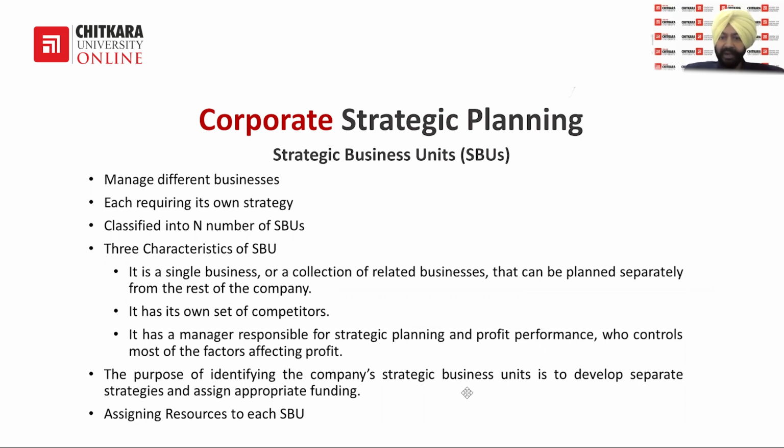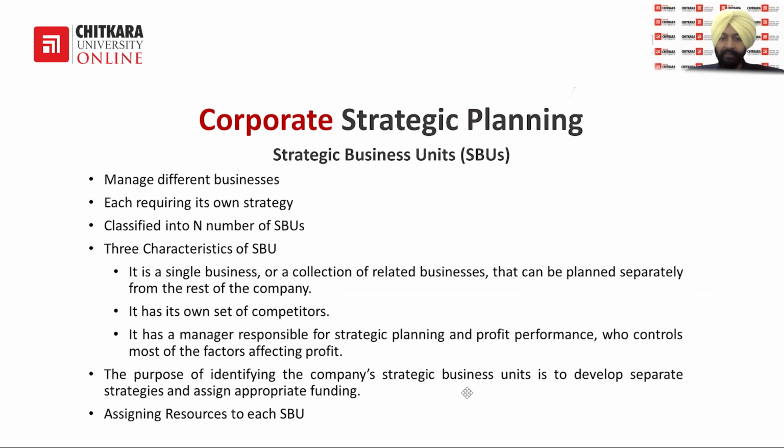It has a manager responsible for strategic planning and profit performance who controls most of the factors affecting profit. So they have their own set of people, they have their own teams who would be looking into the revenue that it is generating. So they have different meetings also. The head of the organization, the top management, would deal with all these business lines differently. They would have review meetings with the top management of that business line separately. They will try and understand what is going on in that particular segment. So it is a very, very methodical approach when it comes to strategic business unit planning, which is done in the organization.